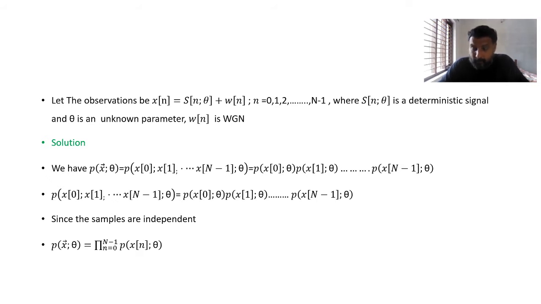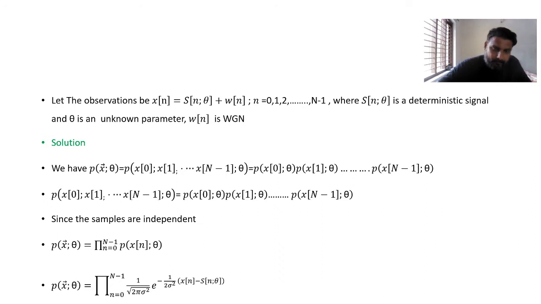That is p of x of theta equal to Pi n equal to 0 to n minus 1, 1 by root of 2 pi sigma square, e raised to minus 1 by 2 sigma square, x of n minus s of n theta, whole square. Like x minus mu the whole square. So I think up to this it is very clear for you. That is the general thing we have adopted in all other examples also. You can see the next case.